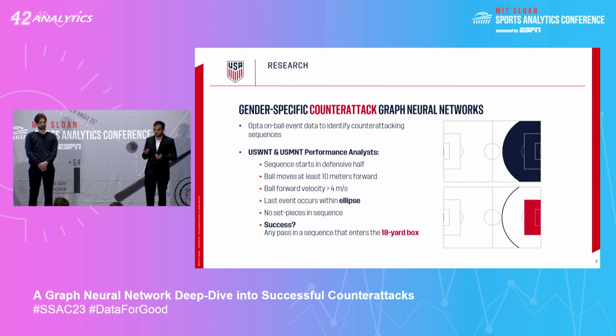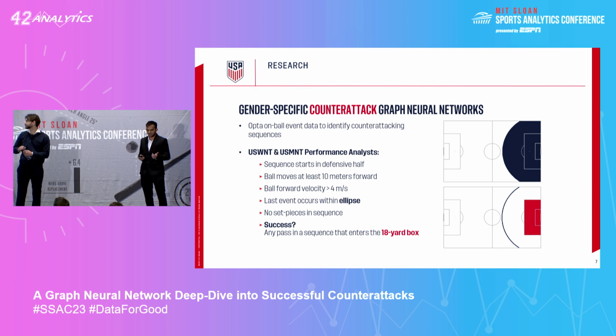And then how do we define a successful counterattack? In our project, we define that any pass of a sequence that enters the 18-yard box, which is highlighted in red, is a successful counterattack. We do that just to have enough data to model our graph neural networks, because if we decide to use something like goals or shots, then we don't really have enough data to model that.